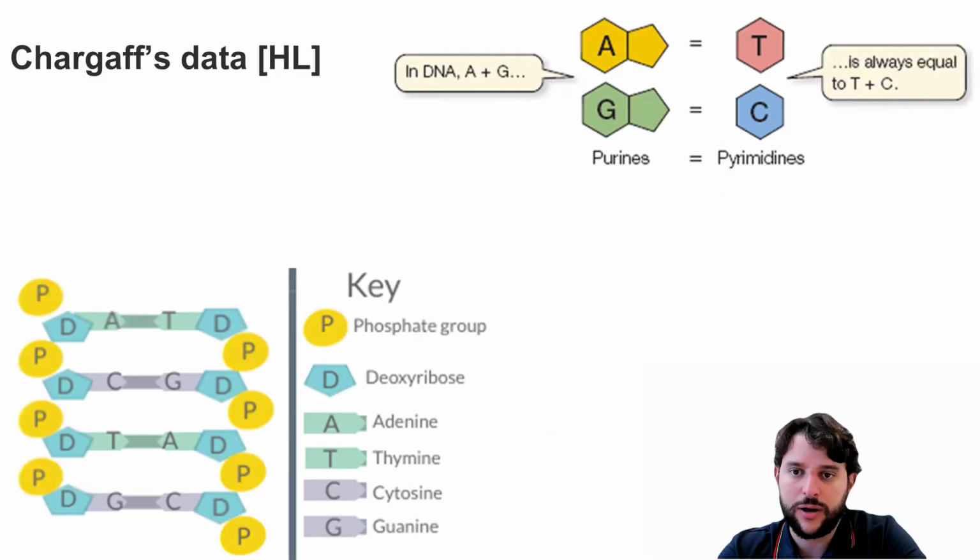30 plus 30, you have 60%. Then the rest is 40%. If you have 40 divided by 2, you're going to have 20% of guanine and 20% of cytosine. This is Chargaff's data. Okay, it's a simple mathematical calculation that predicts the ratios of different nucleotides.